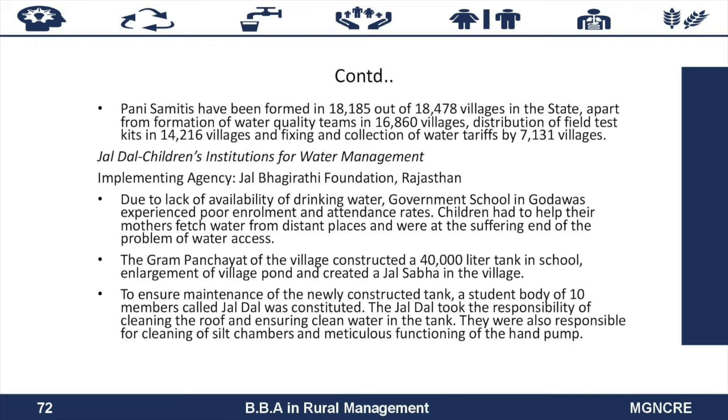The Gram Panchayat of the village constructed a 40,000 litre tank in the school, enlarged the village pond, and created a Jal Sabha in the village. To ensure maintenance of the newly constructed tank, a student body of 10 members called a Jal Dal was constituted. The Jal Dal took the responsibility of cleaning the roof and ensuring clean water in the tank. They were also responsible for cleaning of silt chambers and meticulous functioning of the hand pump.